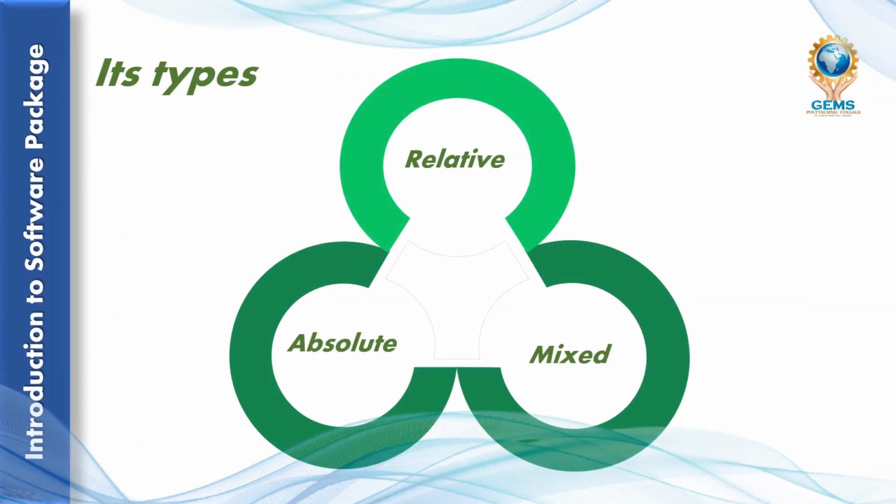So there are different types of cell addressing or references. The first one is relative, then absolute and mixed references. First we will see relative references.